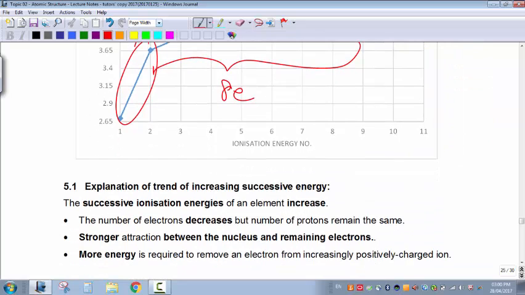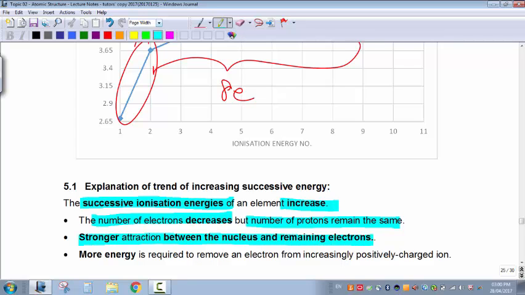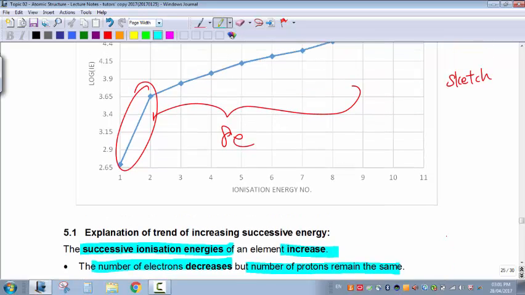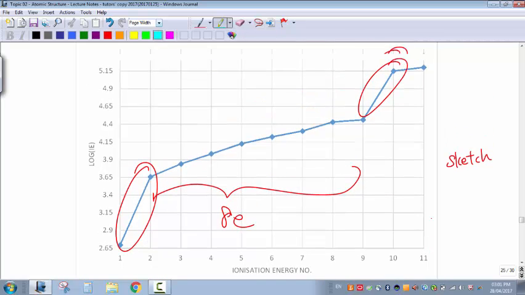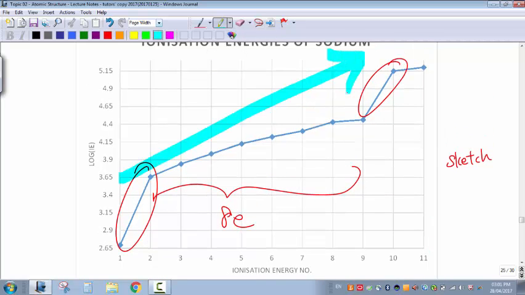It tells you this. First thing, how come as you remove electrons, the IE increases? Because the number of electrons decreases, but the number of protons remains the same. Hence, stronger attraction between the nucleus and the remaining electrons. You need more energy to remove an electron from an increasingly positively charged ion. Right, that's why you see this graph, it generally increases.